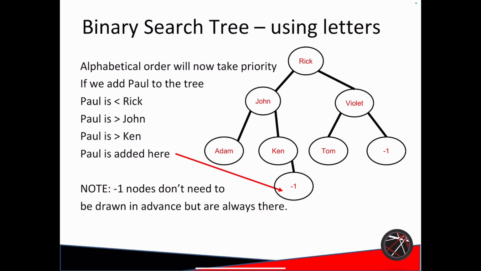We can also do this with letters as well. So we treat alphabetical order. In other words, earlier in the alphabet would be less than, later in the alphabet would be greater than. So therefore, Violet is after Rick in the alphabet and therefore would go to the right-hand side, whereas John is sooner than Rick in the alphabet and therefore would go to the left-hand side, and so on and so forth.